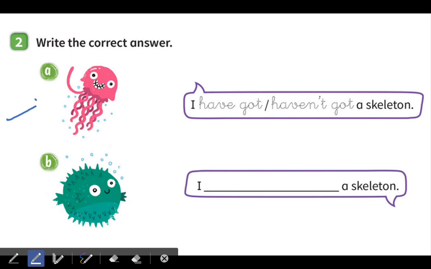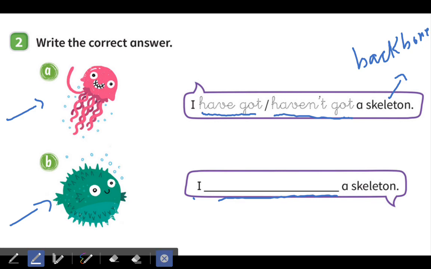Look at this. Is this jellyfish a vertebrate or an invertebrate? So you have to say if they have got a skeleton or a backbone. Here they would better refer to a backbone, okay? It's more correct. Or not, alright? You have to trace have got or haven't got. Only trace the correct one. And look at this blowfish. I have got or haven't got. You have to choose it, okay?